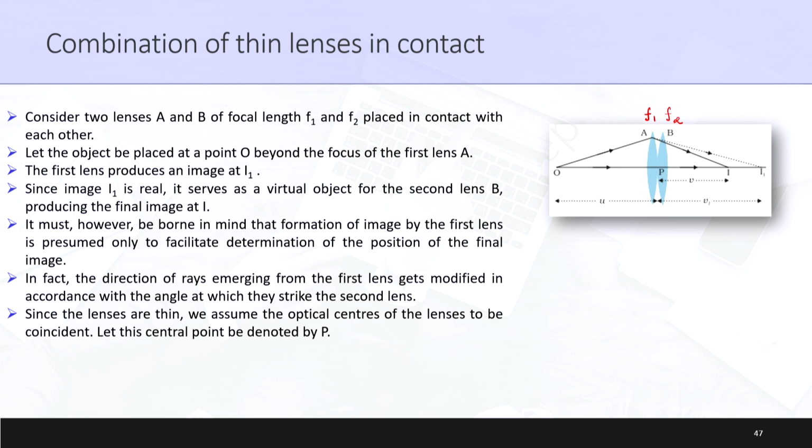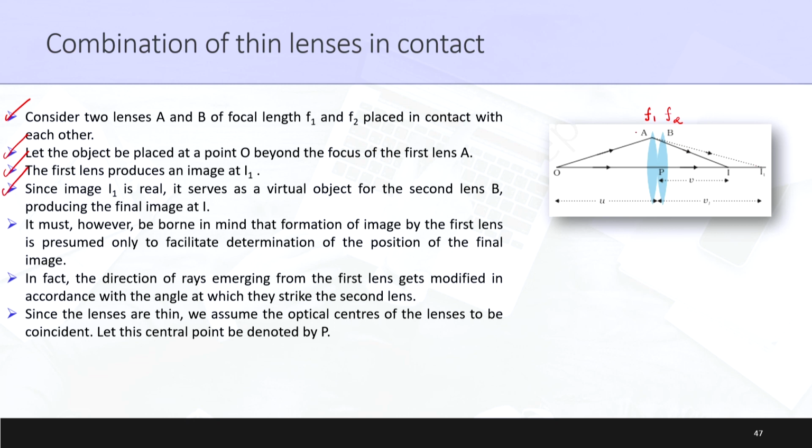Now since image I1 is real, it serves as a virtual object for the second lens B, because the final thing we need to find out is the image formed by the combination of lenses. So this can be assumed as the virtual object here. Since image I1 is real, it serves as a virtual object for the second lens B, producing the final image at I, quite evident.